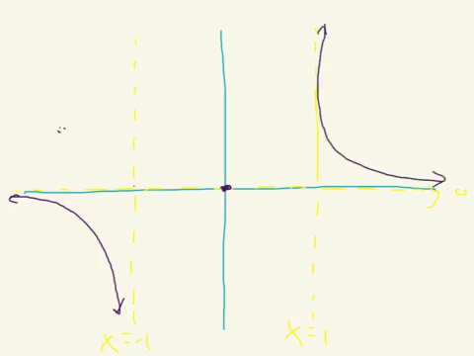And then in between, notice it's always decreasing, so it's going to start up here probably, and down here probably. It's going to be concave up, and then our single inflection point right here, and then it becomes concave down. And that's your graph, best we can do.